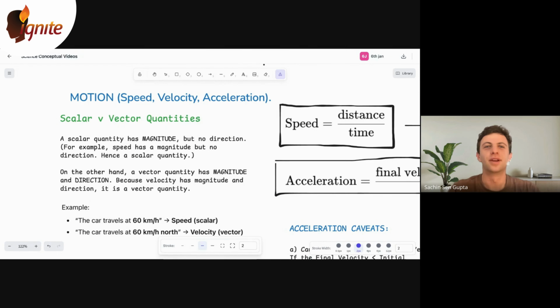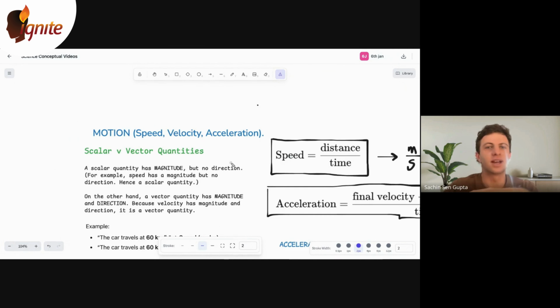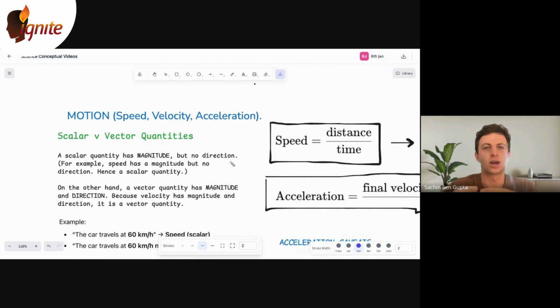Hey guys, so now we're going to be looking at some motion related questions for this video, specifically in the context of speed, velocity and acceleration: the difference between speed and velocity, how velocity relates to acceleration, and then also the difference between scalar and vector quantities. It sounds like a lot, but it all relates quite closely, so it actually shouldn't take too long. I guess we can start.